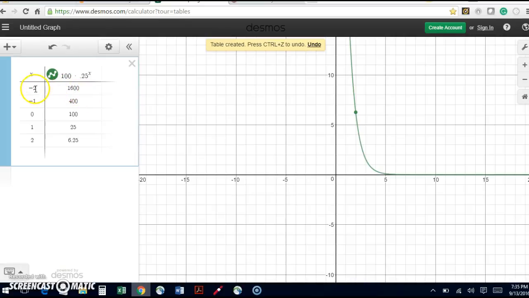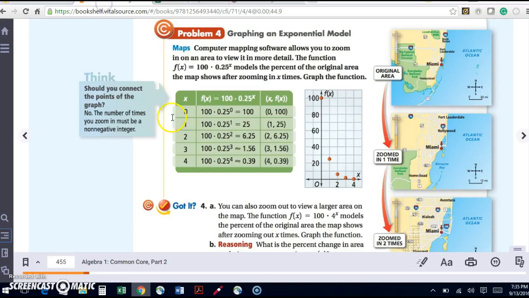So if I plug in -2, I get 1600. If I plug in -1, I get 400. If I plug in 0, I get 100. If I plug in 1, I get 25, and so on and so forth. And that's the calculation that they did here as well. Okay.